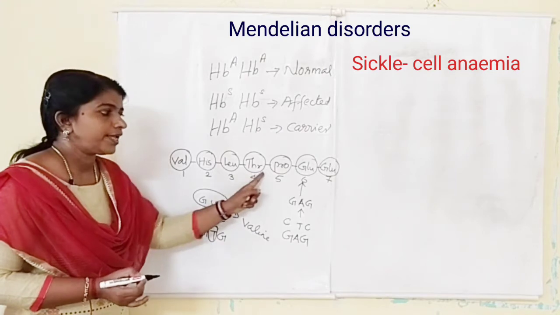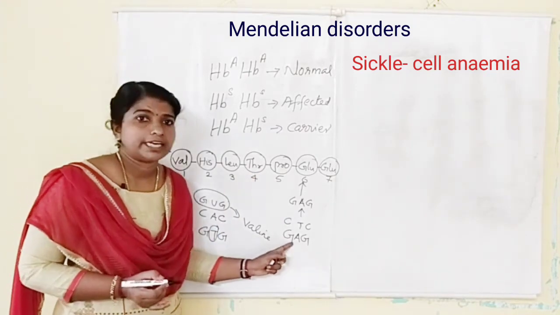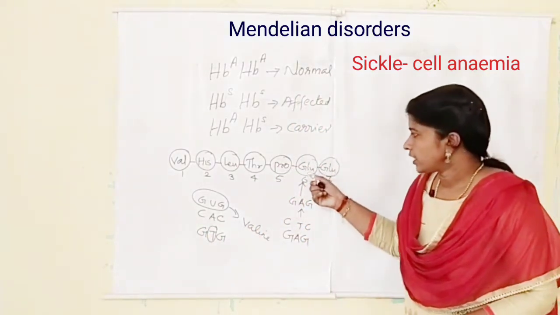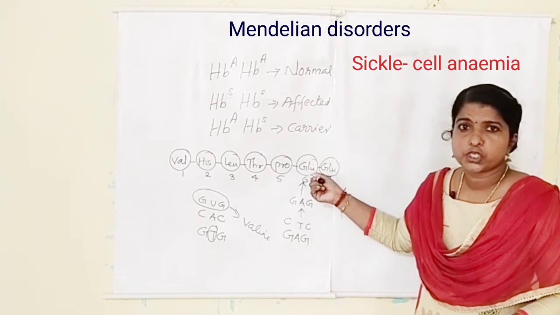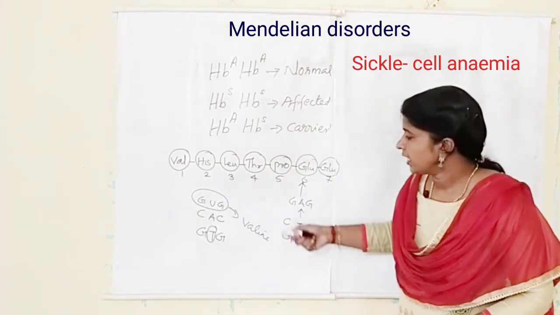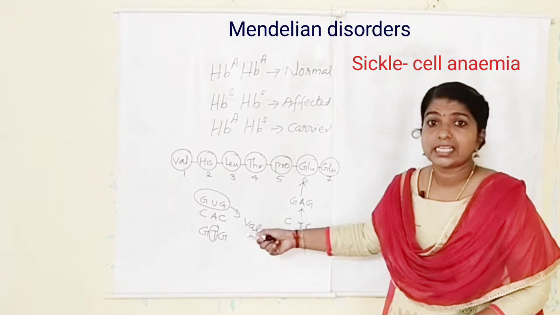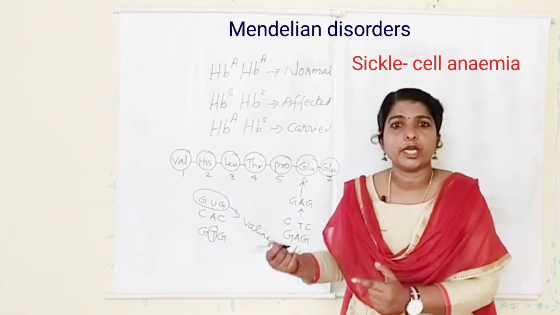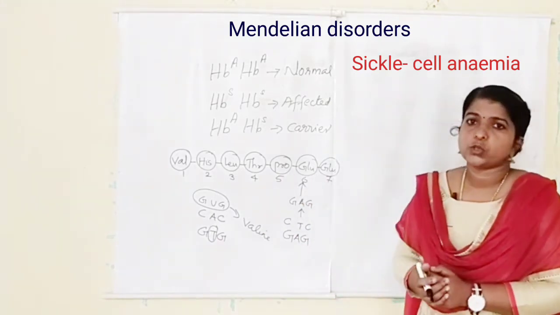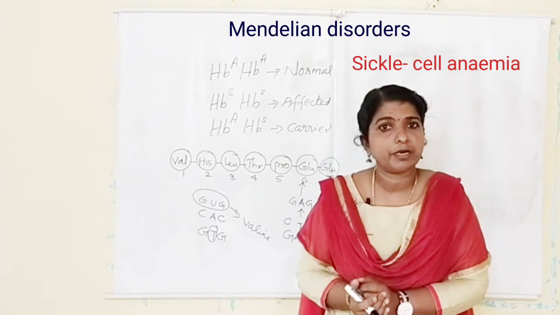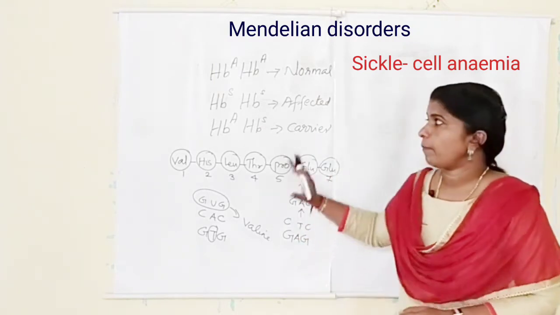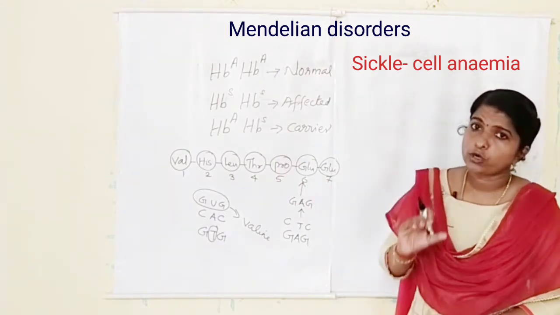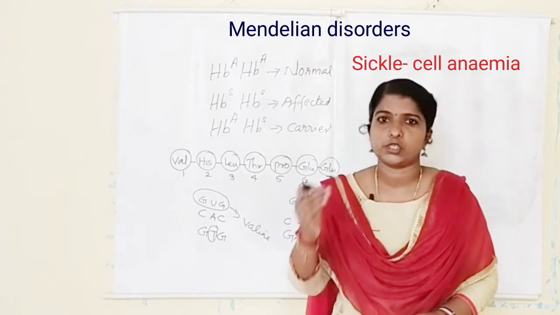Clear? In this way, sickle cell anemia generally occurs. Instead of glutamic acid in the 6th position of the beta globin chain, valine is substituted. As a result, the biconcave disc-shaped RBC becomes sickle-shaped, so its oxygen carrying capacity will be reduced. This is about sickle cell anemia. That is an example of autosome linked recessive disorder.